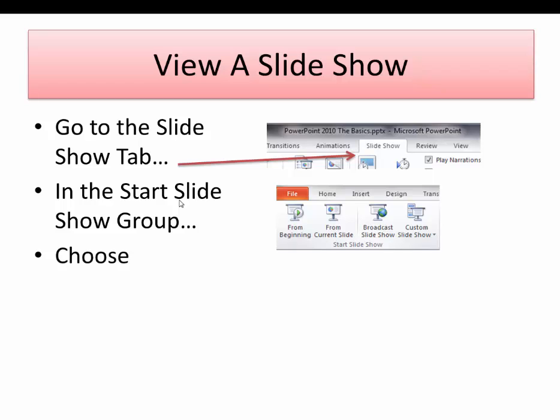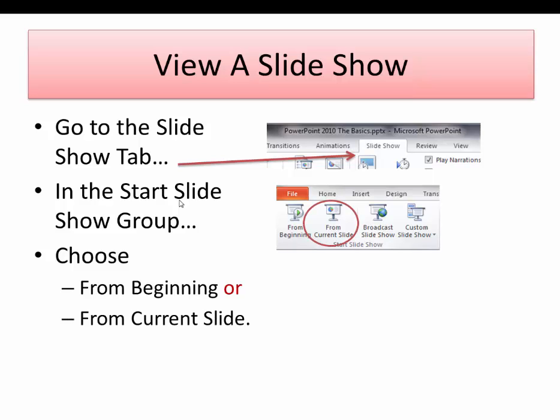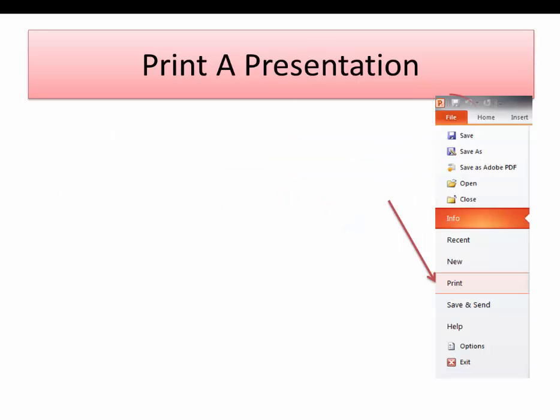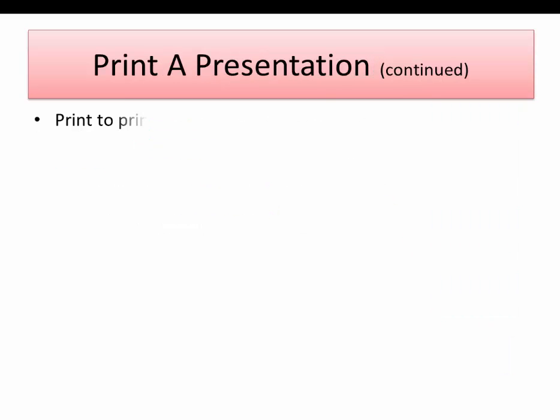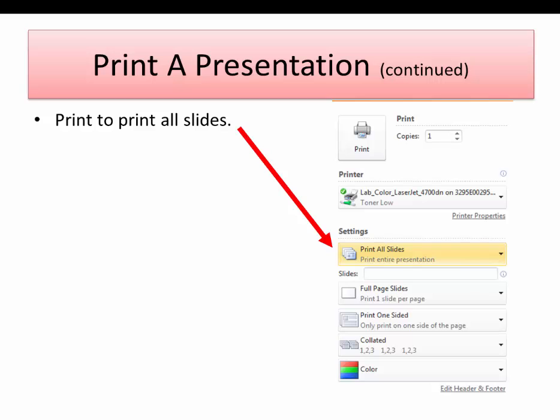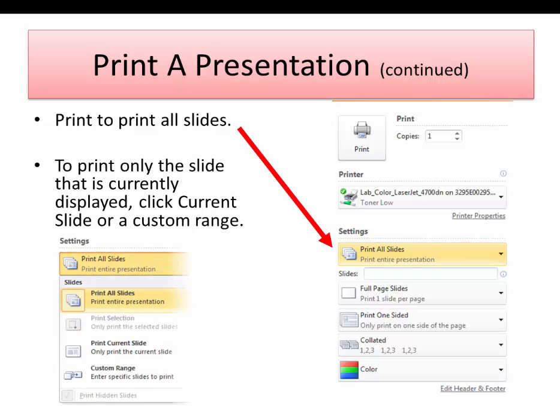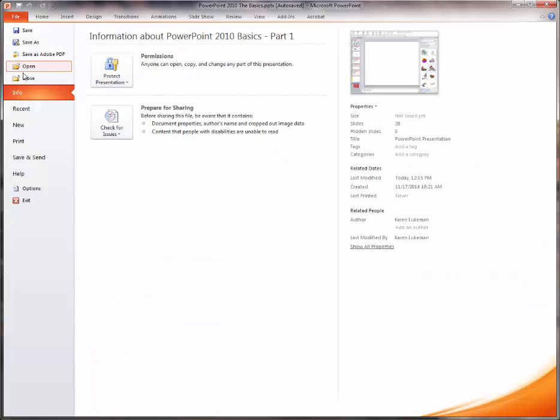Viewing as a slideshow, which you've seen me go back and forth to. You go to the Slideshow tab in the Start Slide group, and you can choose from beginning, or as I have been doing through the show, from your current slide. To print a presentation, you go to File, and then click Print. Under the Print What, you do one of the following. You can print all slides, print only the slide that is currently displayed, or a range of slides. We're going to go to File, Print.